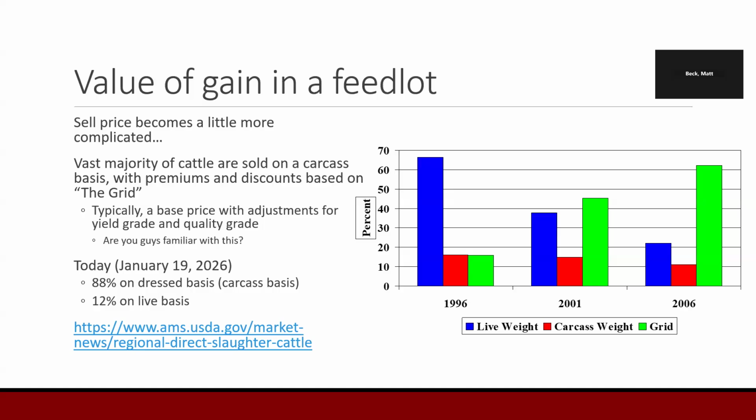There are some scenarios where it may make sense for a producer to still sell on a live basis. One example of that is if I bought cattle with an appreciable amount of compensatory growth. Most of the added weight gain from an animal that's experiencing compensatory growth is coming from non-carcass tissues, namely the gastrointestinal tract and the liver. So if they wanted to maximize the benefit that they're seeing from a compensatory growth animal, maybe they want to sell it on a live basis because most of that added weight is not carcass.